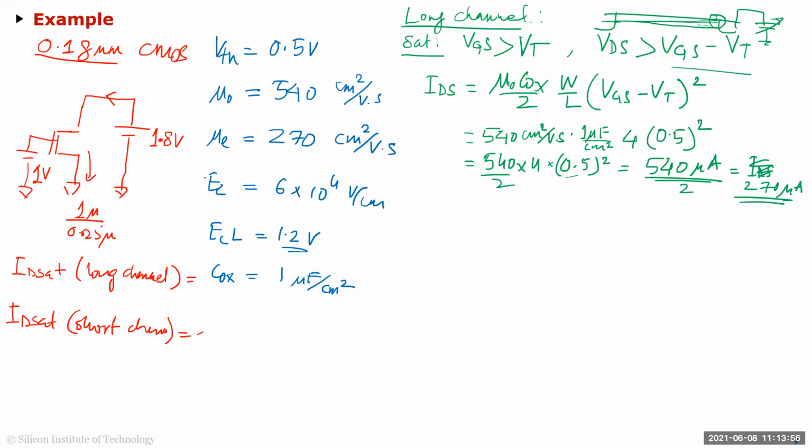Go ahead, Ashwini. What's the question? So mu naught is the mobility of holes, and mu is the mobility of electrons, so we'll put mu e here. No. Usually when you're talking about mu n and mu p, that's when you say it's electrons or holes. Mu naught is the low field electron mobility, which I've already given you as 540 centimeter squared per volt second. Okay.